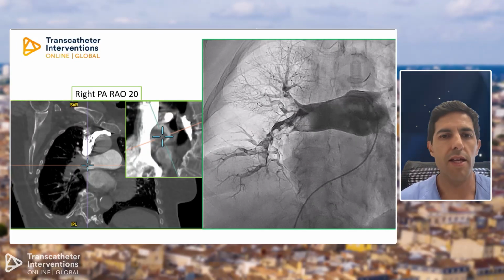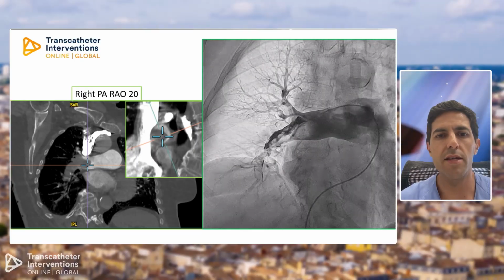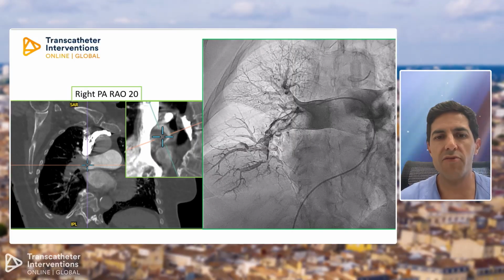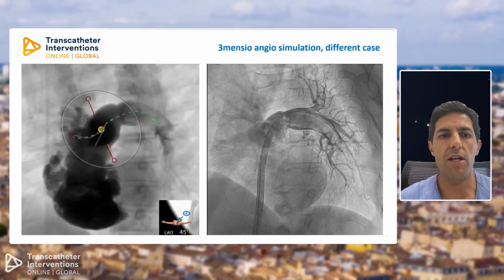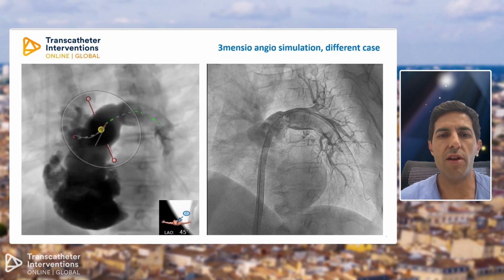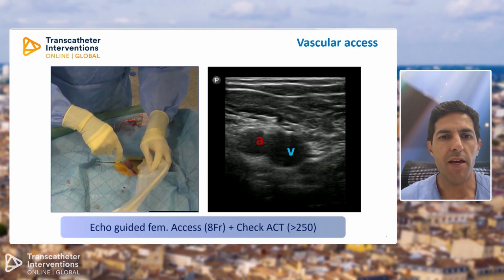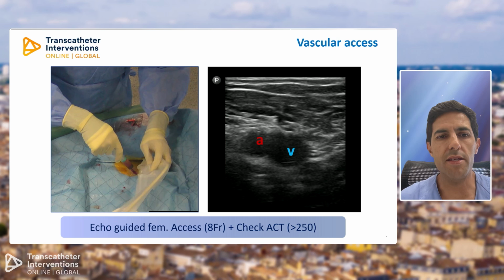They will be the right pulmonary artery as it was simulated in the CT, and also in the angiogram here just for educational purposes. Also, you can use any kind of advanced CT tools. For example, this is Trimensio, and you can use Trimensio to make a simulation of the angiogram you are going to find. I think it's important to understand and to learn more about the baseline CTs.